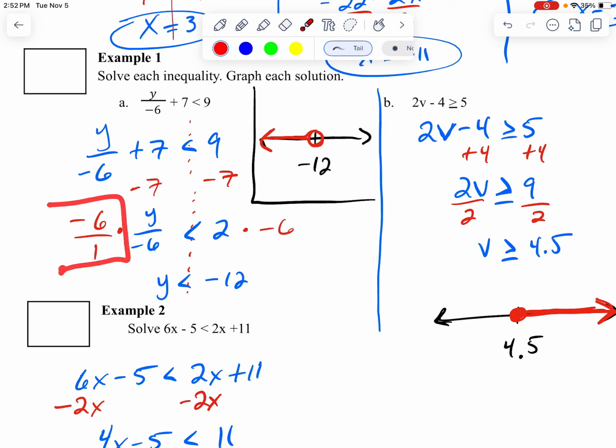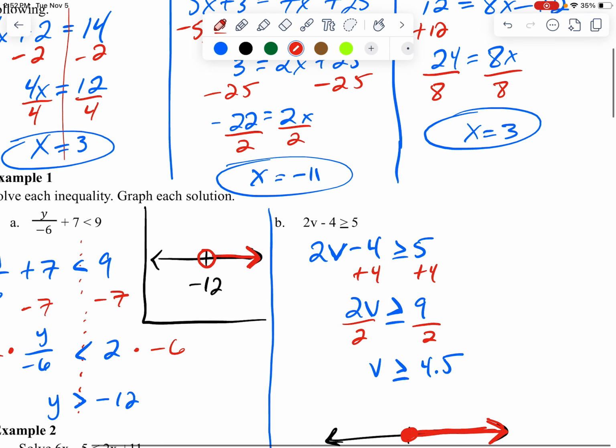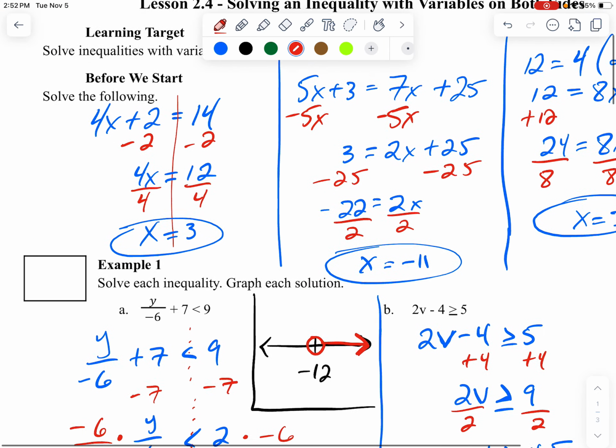When I multiplied both sides by negative 6, whenever we multiply or divide by a negative number, you need to flip that sign. So I'm going to change this to y is greater than negative 12, which also means that our graph needs to flip. We want all of the values greater than negative 12. Now I'm worried I made another mistake. Nope, everything else looks good.